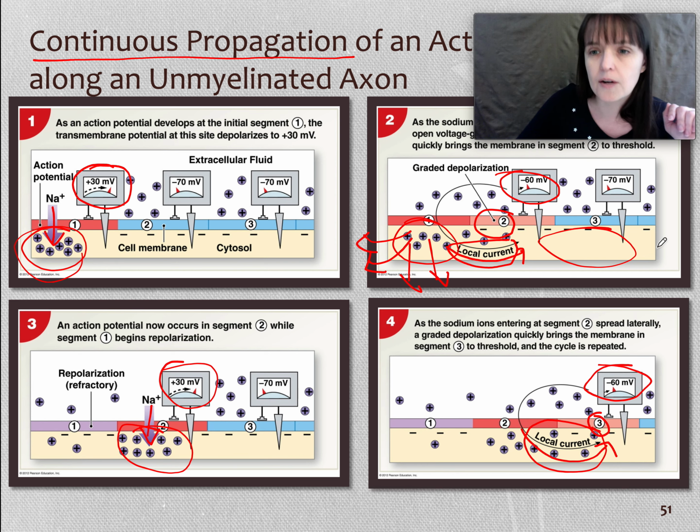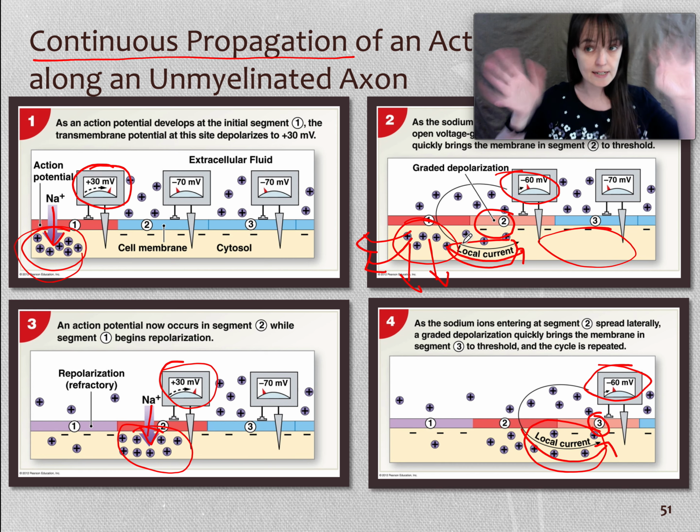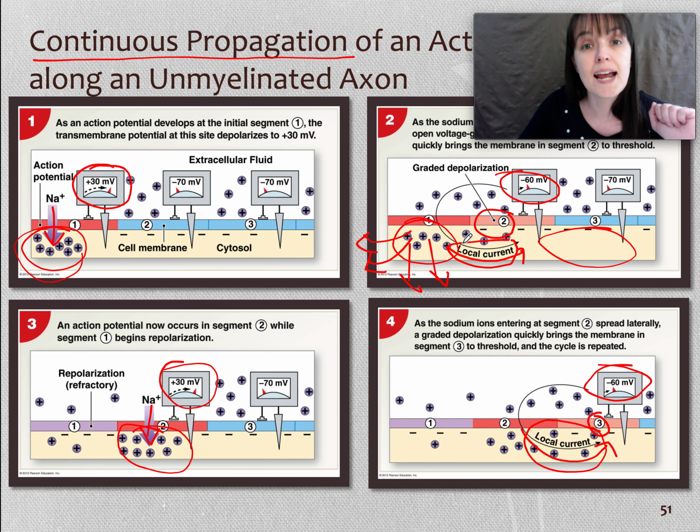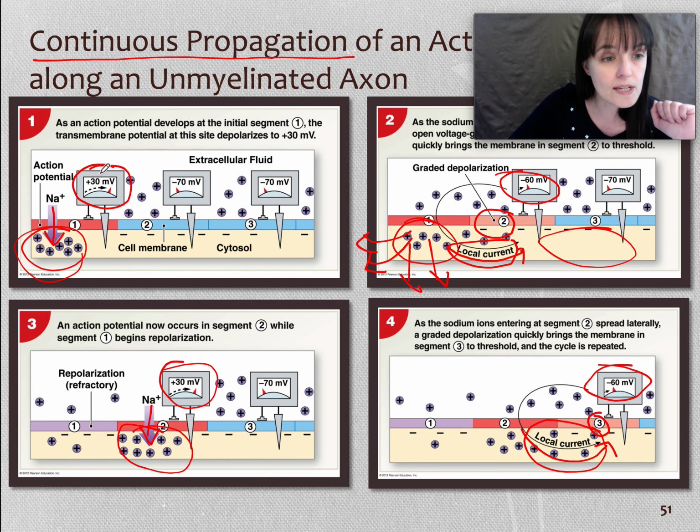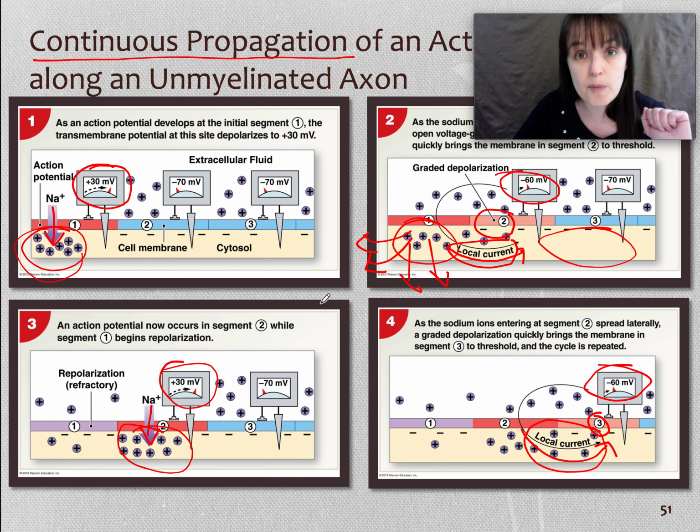Okay, so the kicker here is this only happens in excitable membranes, and if it weren't for these voltage-gated ion channels, none of this would be possible, right? So that's why voltage-gated ion channels are responsible for action potentials.